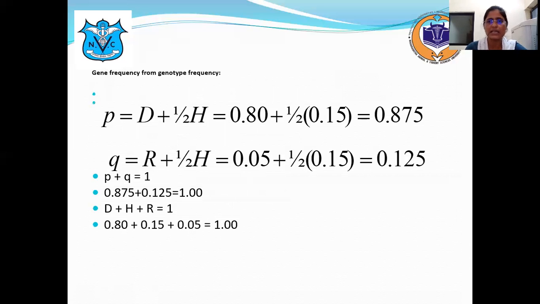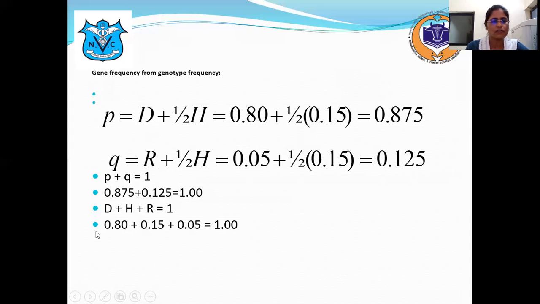So for the calculation of gene frequency from the genotypic frequency, our formula is D plus half H. The frequency of capital D is 0.80, which we have already calculated in the first table. So 0.80 plus half the heterozygote genotypic frequency, that is 0.15, equals 0.875. Similarly, for the recessive allele small y, q equals 0.125. So when we sum up p plus q, it always remains 1. So 0.875 plus 0.125 gives 1.